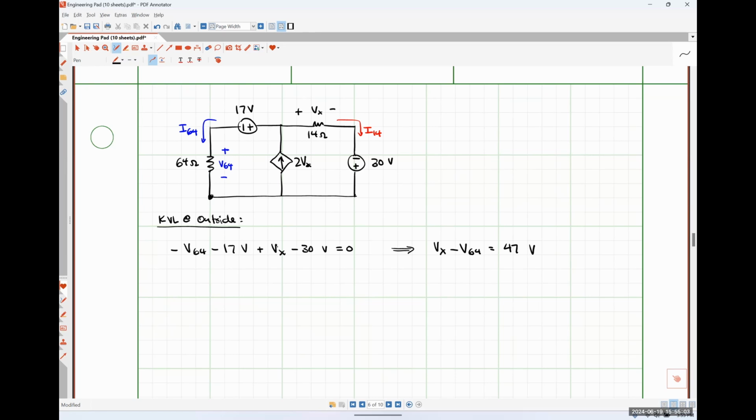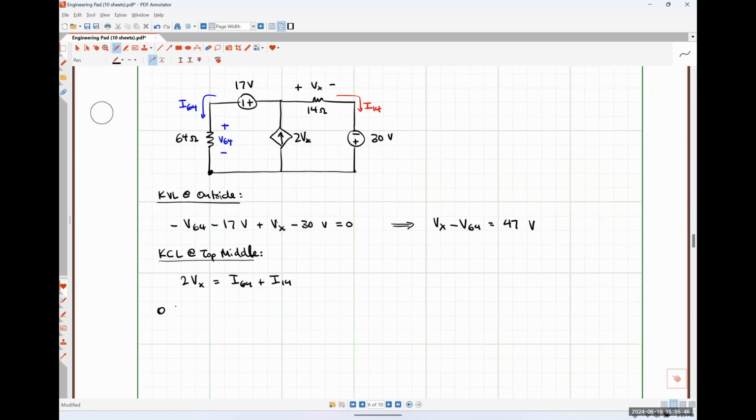All right, so now what I'm going to do is KCL at the top middle node. I have a current of 2Vx flowing in, so I'm just going to write that. And then I have a current of I64 and I14 flowing out. So that's going to look like I64 plus I14. I'm going to leave this one alone for right now.